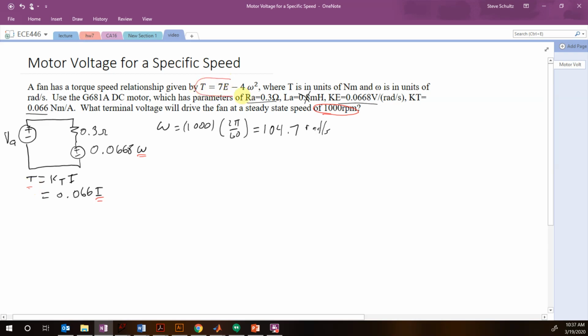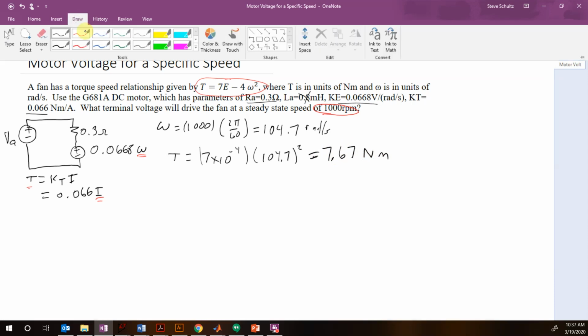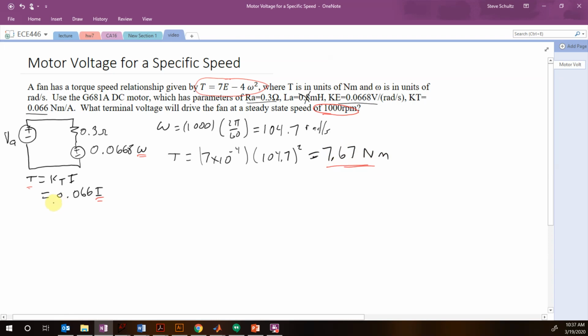So then the next thing that we need is to get our torque. Our torque we're going to grab from this equation here. So we have our torque is equal to 7 times 10 to the minus 4 times 104.7 squared, which is equal to 7.67 Newton meters. So then we just have to plug this torque into this equation here in order to get our current.